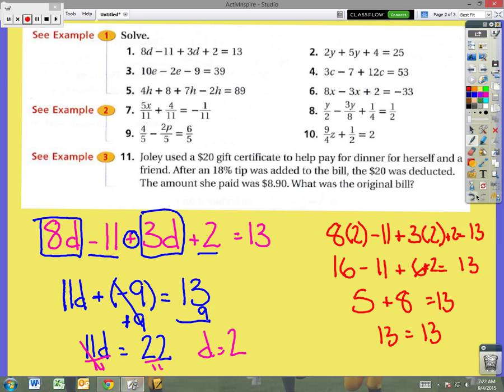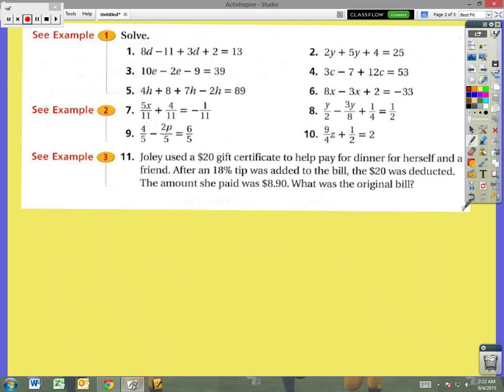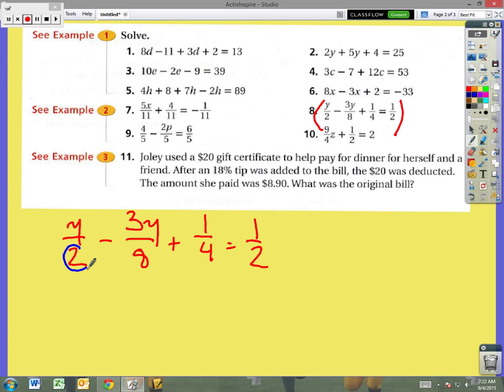Yes, love it. I'm going to model one more on this page, and then I've got to stop talking and let you guys do some work. I want to look at this one right here. y divided by 2 minus 3y divided by 8 plus 1/4 equals 1/2. Now, I know what you're saying to me. I don't like fractions. Well, I have not really met many 6th graders that like fractions.